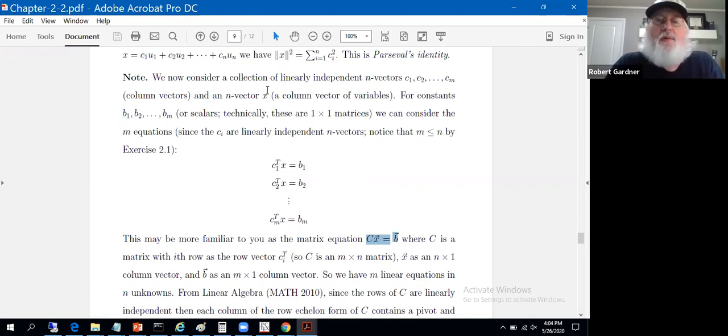Okay, so we're going to start out with a collection of linearly independent vectors from Rn, say c sub 1 through c sub m. So we're starting with column vectors, m column vectors, each with n components. That's what they're getting at here. And a vector from Rn, call it x. Also a column vector, think of it as having entries x1, x2 through x sub n. Unknowns, that's where we're going because we're trying to deal with systems of equations here. And some constants, b1 through b sub m.